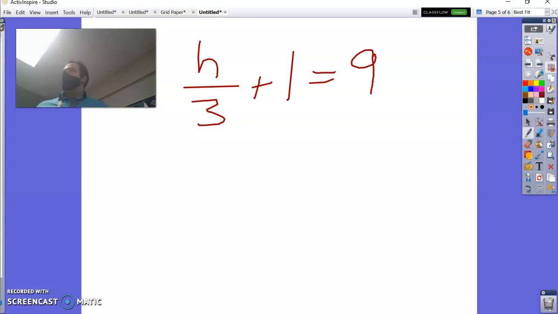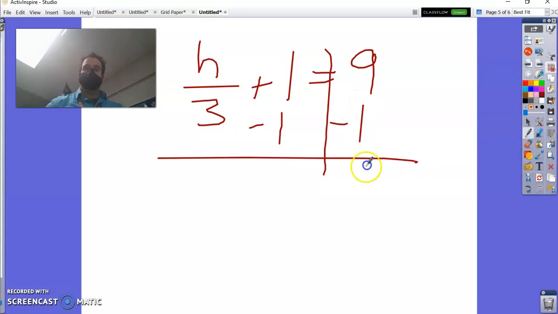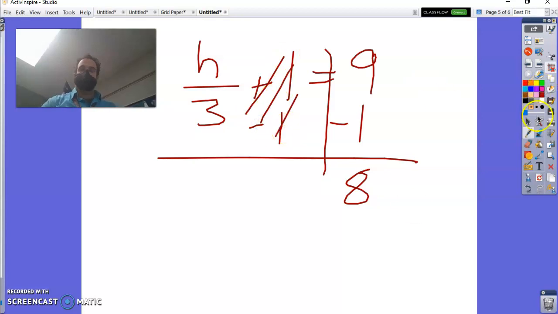What's the first thing I'm going to undo here? Plus 1, right? So I'll split it up. I'll do -1. So undo the 1. I get 8 on the right side. The 1's cancel out. I'm left now with h over 3 equals 8.